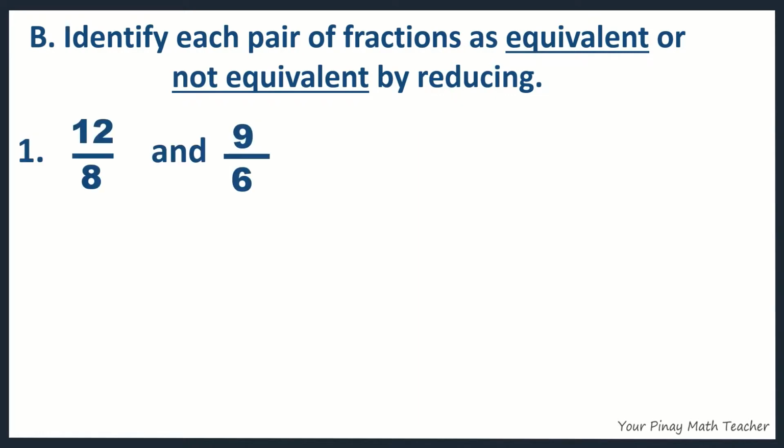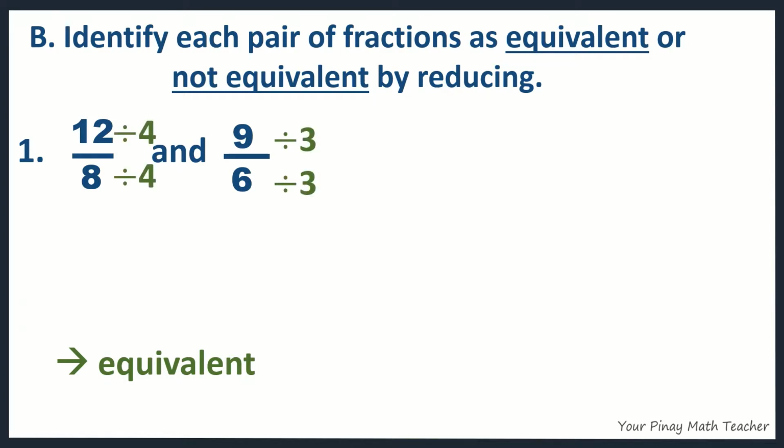Number 1, 12/8 and 9/6. Equivalent. 12 and 8 can be divided by 4, 9 and 6 by 3. 12/8 is reduced to 3/2, and so with 9/6. That's why the answer is equivalent.